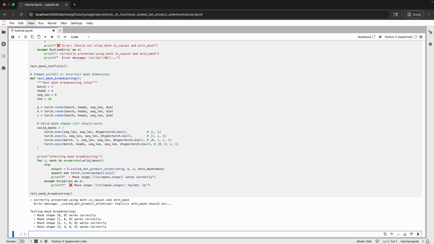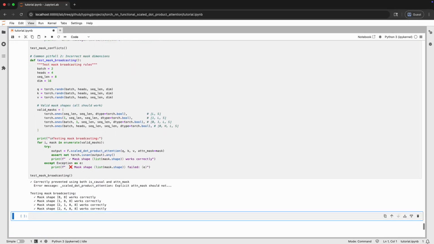Good, we've verified two important points. First, PyTorch correctly prevents using both is_causal and attention mask together, avoiding potential conflicts. Second, mask broadcasting is flexible, accepting masks of shape L by S, 1 by L by S, B by 1 by L by S, or the full B by H by L by S. This flexibility makes it easy to apply the same mask across batches or heads when needed.